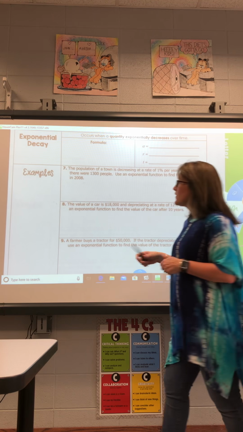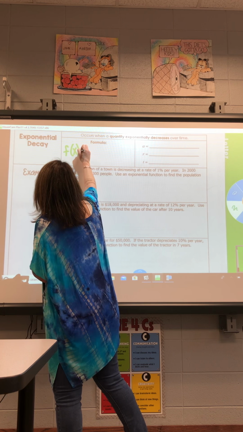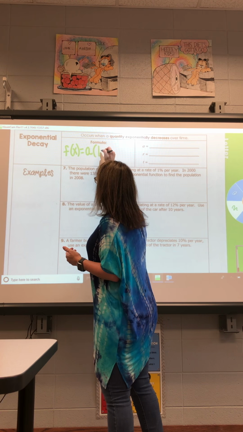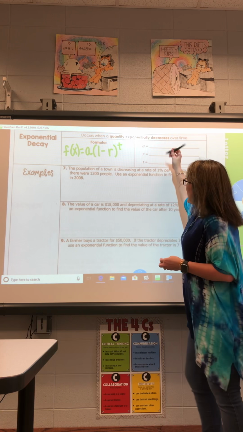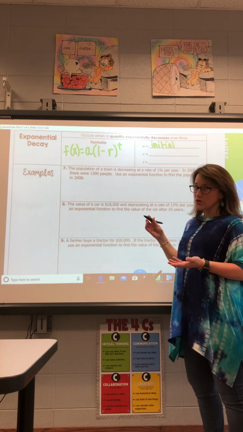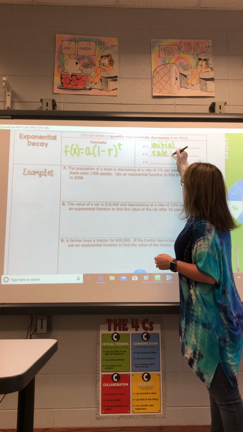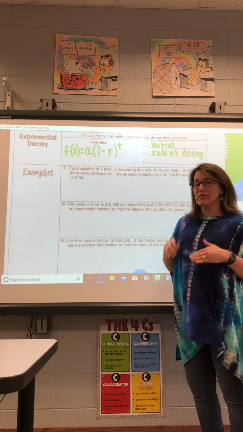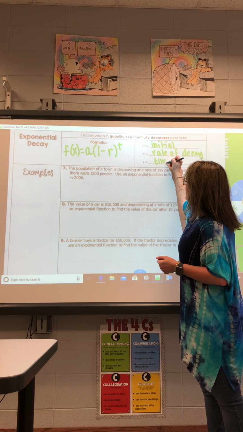So with exponential decay, we're still dealing with f of x equals a, our original amount, but with decay, we're going to do 1 minus our rate as a decimal. So a is still the initial amount. That's what we start with. R is going to be our rate of decay instead of our rate of growth, like we did on the previous problems. And then t, of course, is our time.